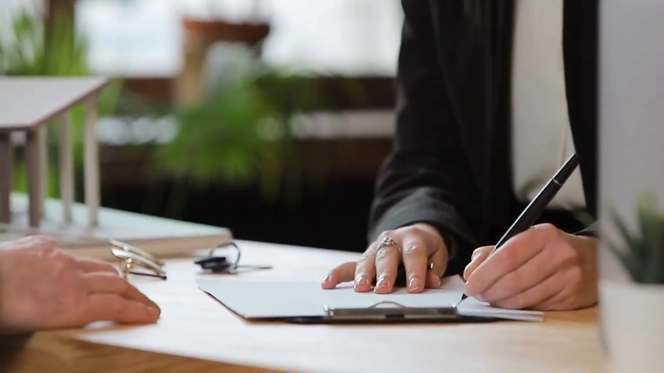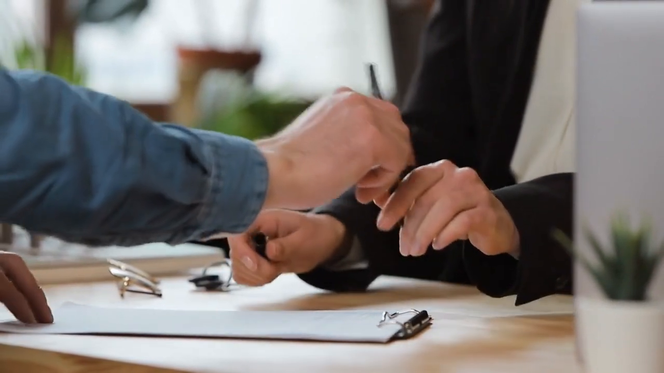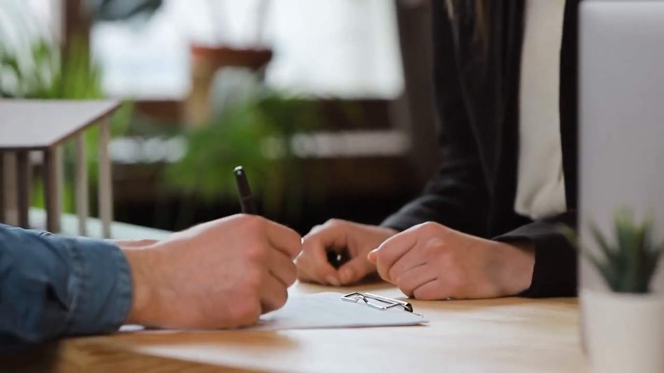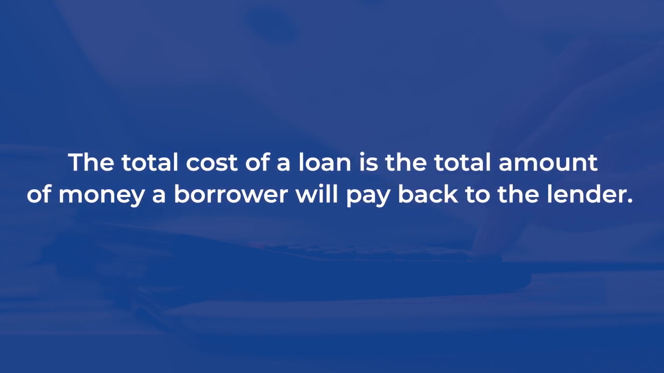Real estate is rarely purchased without borrowing money. A solid grasp of the core concepts of lending and credit are essential to becoming an effective real estate agent. Interest is a type of fee that a borrower pays to the lender to utilize the borrowed money. The interest on a loan or mortgage is usually added periodically to the original loan amount to form the total amount. The total cost of a loan is the total amount of money a borrower will pay back to the lender. It's found by adding the original amount of loaned money, the principal, to the amount of money in interest that occurs over the life of the loan.